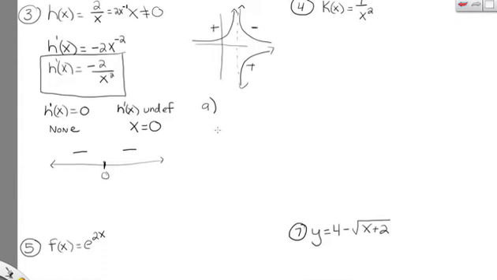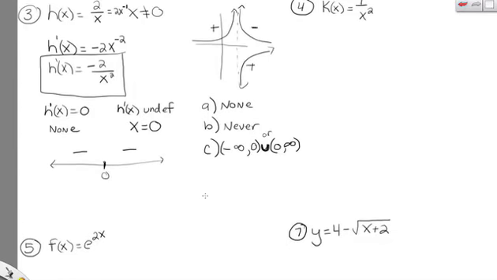A, where are my local mins and maxes? I don't have any. Part B, where am I increasing? Never. And part C, where am I decreasing? And so the answer to that question is going to be from negative infinity up to 0 and 0 to infinity. I use the word and there sort of arbitrarily. What I really mean to use is the word or. It's got to be here or here. Okay, so now we're done with this question.